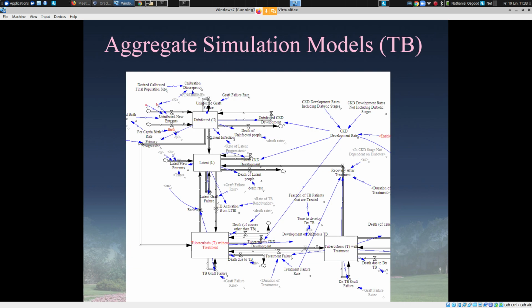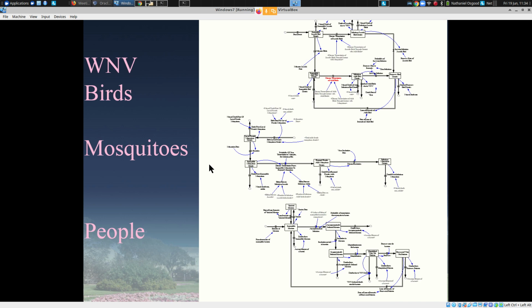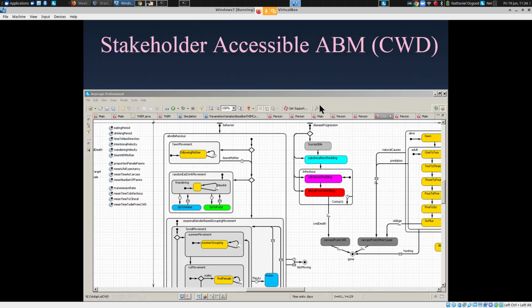We can depict models using stocks and flows for many types of conditions. This is for TB, for example, where there's a long latent state. Or for zoonoses such as West Nile, where we have, for example, birds, mosquitoes, and people, and where the mosquitoes bite the people and the mosquitoes bite the birds, and there's transmission back and forth with birds as a reservoir species. Sometimes we have models articulated at a finer grained level. For example, in so-called agent-based or individual-based modeling, we have models that are articulated at individual level.